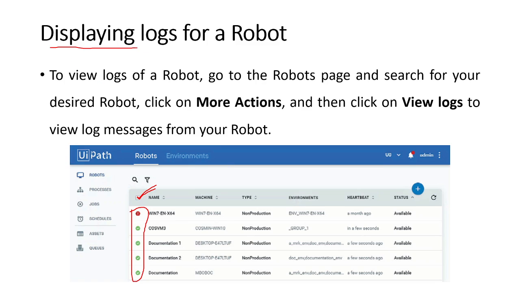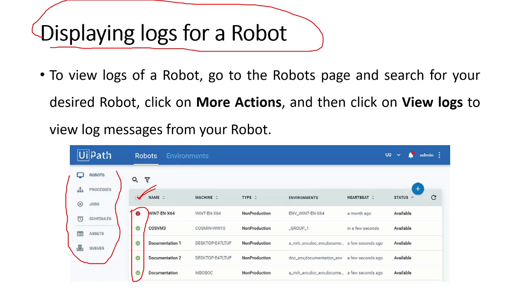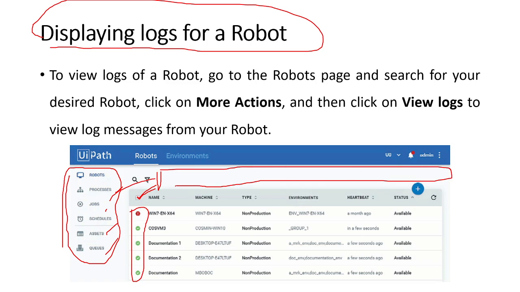And if you want to see the log details for the robot, then what you have to do? It will be almost the same interface. Clear? Now in the current version of the Orchestrator server, a little bit of the interface has been changed, that's it. See, vertically you can see queues, assets, jobs, process, right? Now in the newer version, you can see these options in a horizontal tab here. That's all the difference.